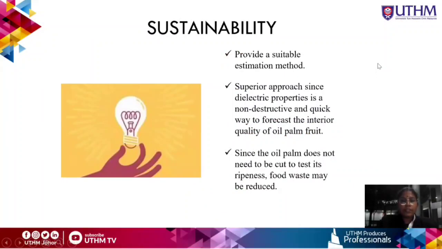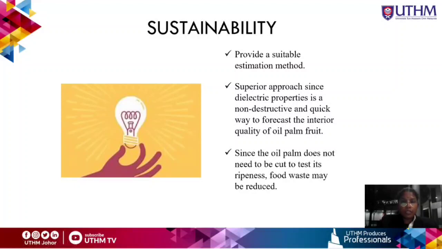Additionally, there is considerable demand in the market and industrial sector for higher quality palm oil fresh fruit bunch. Oil palm fruit growers commonly utilize their experience to estimate the best time to harvest based on the color variation of the fruit. However, this method is unreliable and cannot guarantee the quality of oil palm fruit due to the fast changes in the ripening and growing of the fruit.